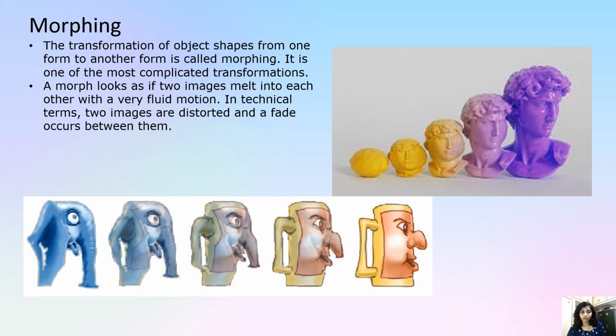Morphing. Morphing is the transformation of objects or shapes from one form to another form, and it is one of the most complicated transformations. A morph looks as if the two images are melted into each other with fluid motion. In technical terms, two images are distorted and a fade occurs between them.